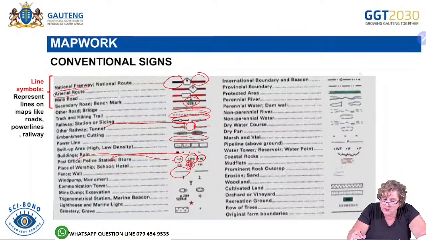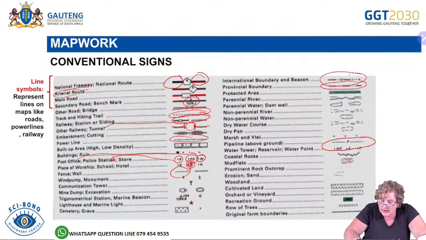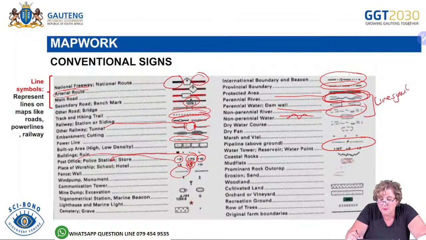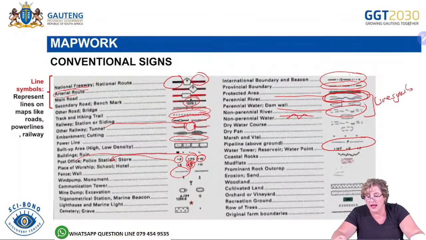I just want to take you to these. A provincial boundary as well as the international boundary is also a line symbol. A pipeline is also a line symbol. And then very, very important is a perennial river. A perennial river or a non-perennial river, those two, that one and that one, is also a line symbol. Everything that's in the form of a line is a line symbol. They can ask you to refer to block A2 and give a line symbol. Then you must use your line symbol.